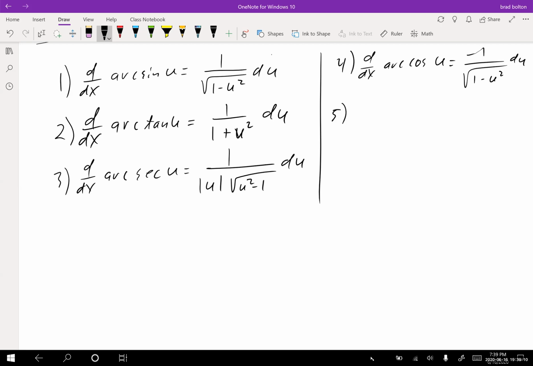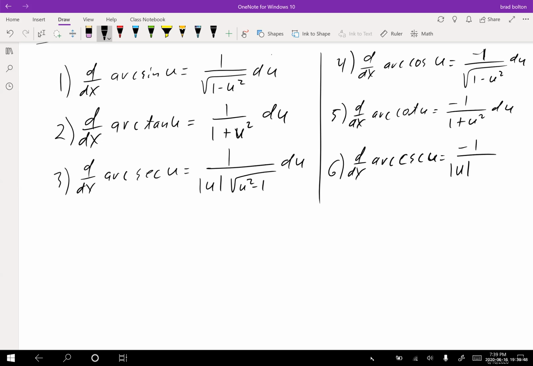Let's do 2 more. We have d dx of arc cotan of u, and that's going to be -1 over 1 plus u squared du. Notice it's very similar to tangent, and notice arc cosine is very similar to arc sine. -1, I keep messing that up. Okay, and then we have one last one, 6, d dx of arc, I think it's cosecant is our last one. Yep, and that's going to be -1 over the absolute value of u, square root of u squared minus 1.